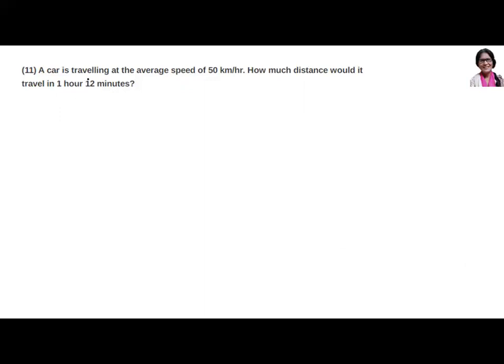A car is traveling at the average speed of 50 km per hour. How much distance would it travel in 1 hour 12 minutes? So first thing is, one is your hour. This is given in 1 hour. You have to get 1 hour 12 minutes. So you have to convert into hour, first thing. Next is how much distance is given. You can take as x.